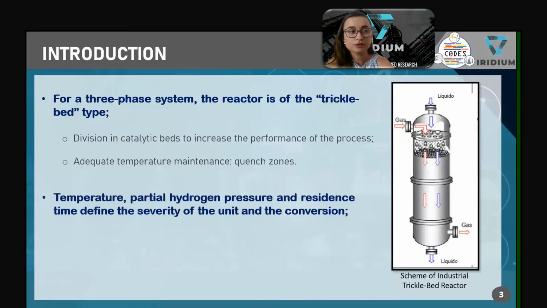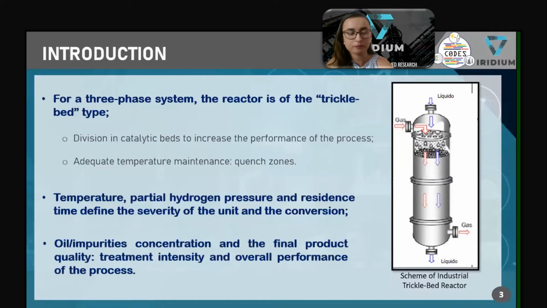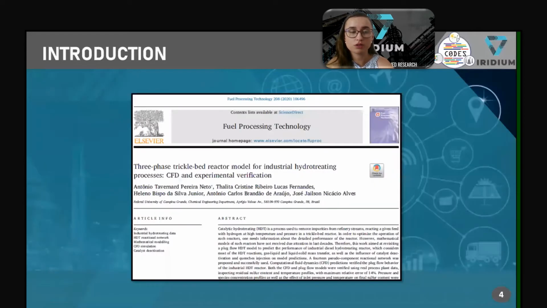The reaction depends on a set of parameters, such as operating temperature, partial hydrogen pressure, and residence time, and all the set will define the unit severity. The concentration of impurities in the oil and the quality of the associated desired final product will define the treatment intensity and influence the overall performance of the process.